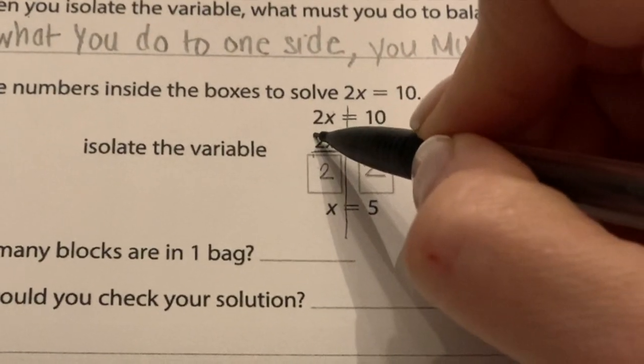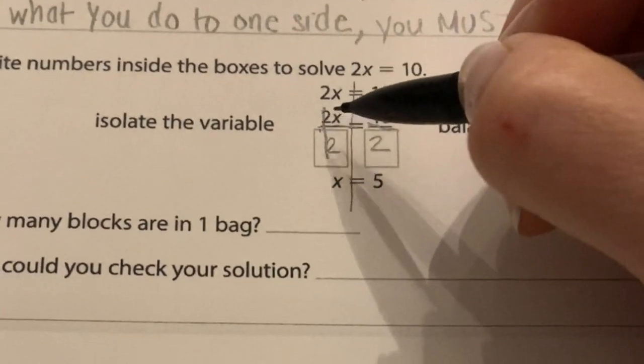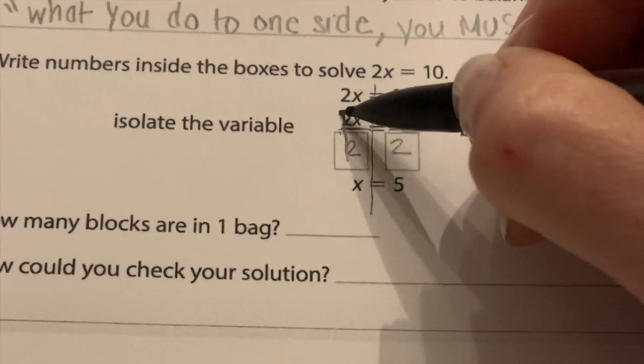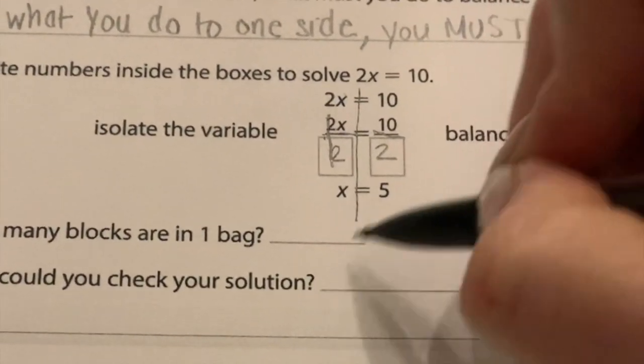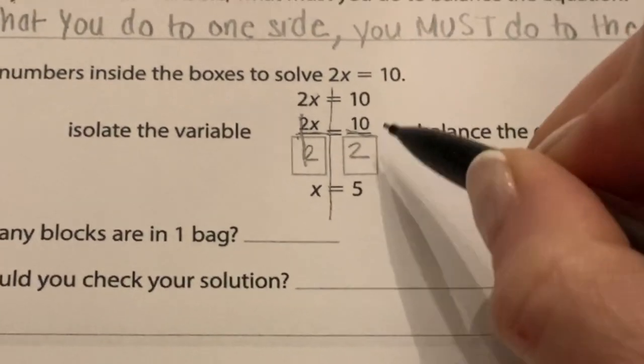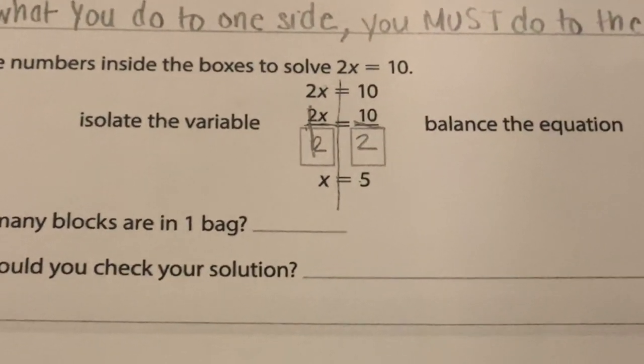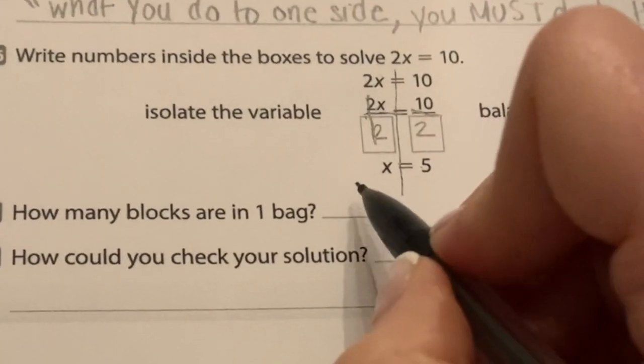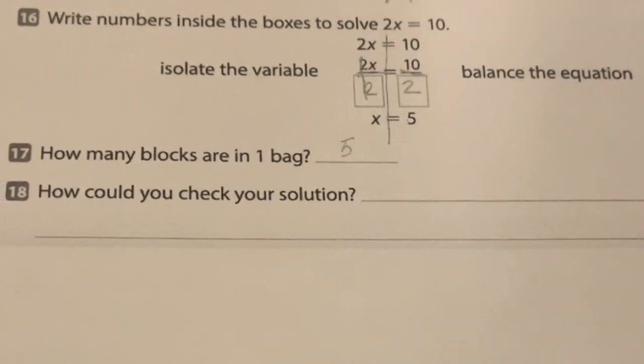Remember that the 2's cancel out. The reason why, of course, is because 2 divided by 2 is 1. 1 times x is just x. That's why it goes away. And then, of course, 10 divided by 2 is 5. So, as we predicted, there are 5 blocks in each bag.